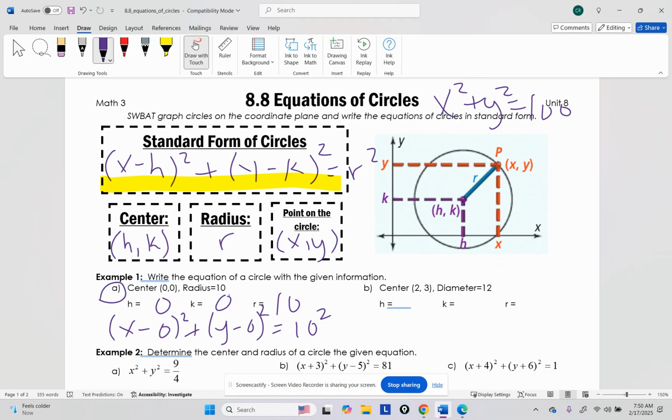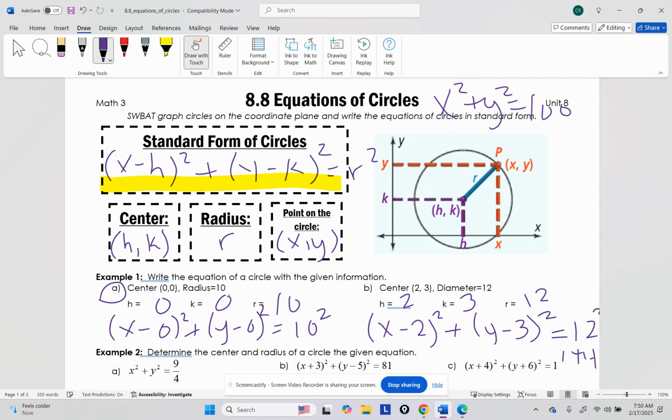All right. For B, we have the center at 2, 3. So my h is 2, and my k is 3, and my radius is 12. So again, remember, when we write this equation, we got x minus h first. So x minus 2 squared plus y minus 3 squared equals 12 squared. And your 12 squared is also 144.